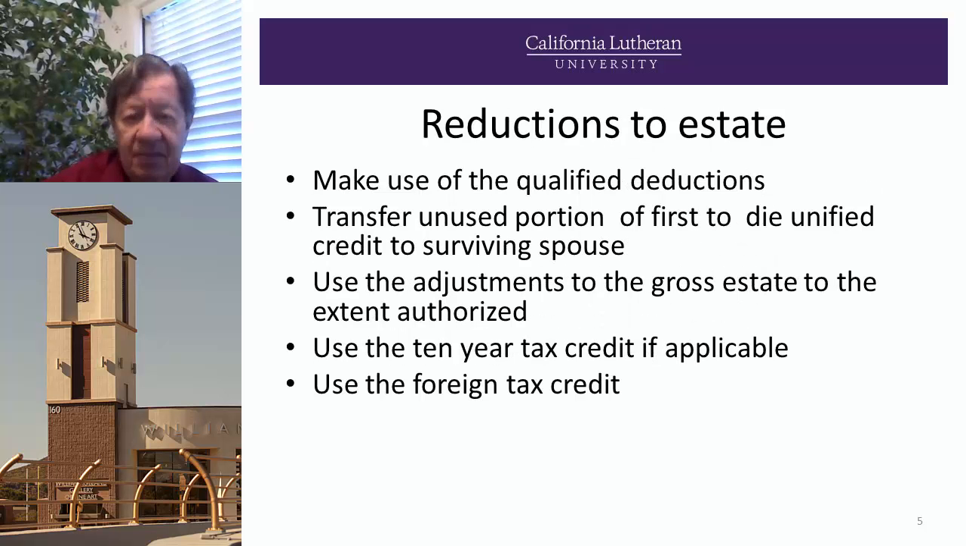Reductions to the estate: make use of the qualified deductions, and we've had a number of them in this course. Transfer unused portions of the first-to-die unified credit to the surviving spouse. Use of the adjustments in the gross estate to the extent authorized. Use the 10-year tax credit if applicable, and that again is if someone dies and passes assets to another, and that second party dies within a 10-year period. And then finally, use the foreign tax credit. These will all help reduce the taxes on a qualified basis and are all the things that we can plan for.